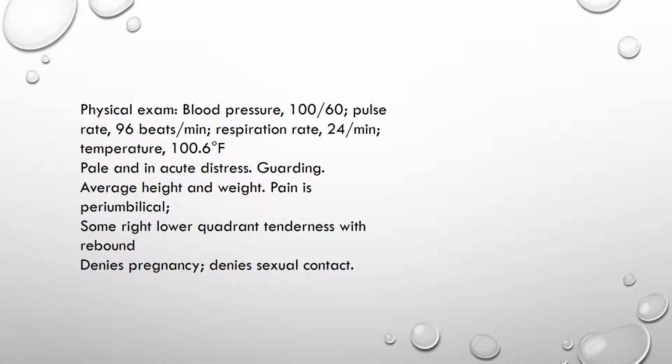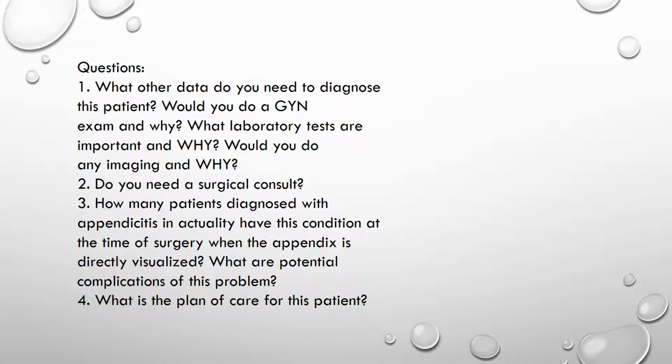Okay, I'm looking at these. First of all, the fact that she denies pregnancy and denies sexual contact means nothing to me. I'm going to assume that she's pregnant with a potential tubal pregnancy, or she could have an appendicitis. So those are two easy ones that I can think of. So what other data do you need to diagnose the patient? Would you do a gynae exam? Absolutely. What laboratory tests are important and why?